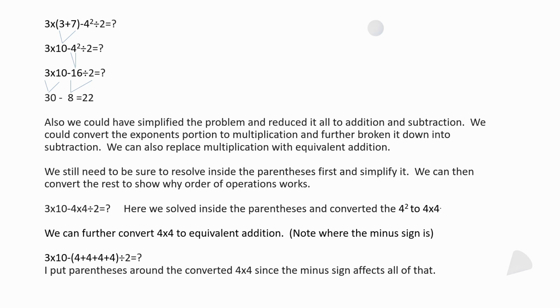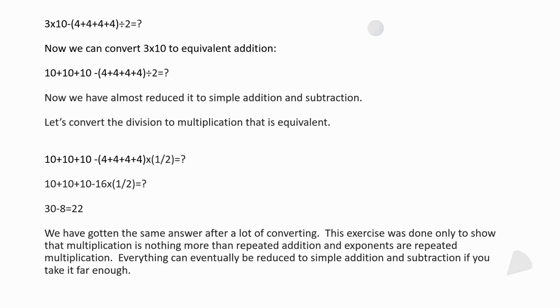Like I mentioned here, I put the parentheses around the converted 4 times 4 since the minus sign affects all of that. All right, so let's see what we can do to reduce it further. We have 3 times 10 minus, and then in parentheses, 4 plus 4 plus 4 plus 4, close parentheses, divided by 2. We can go further.